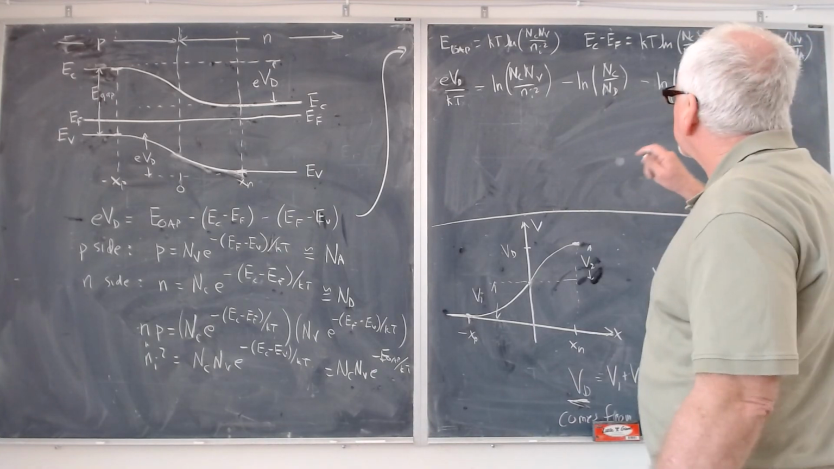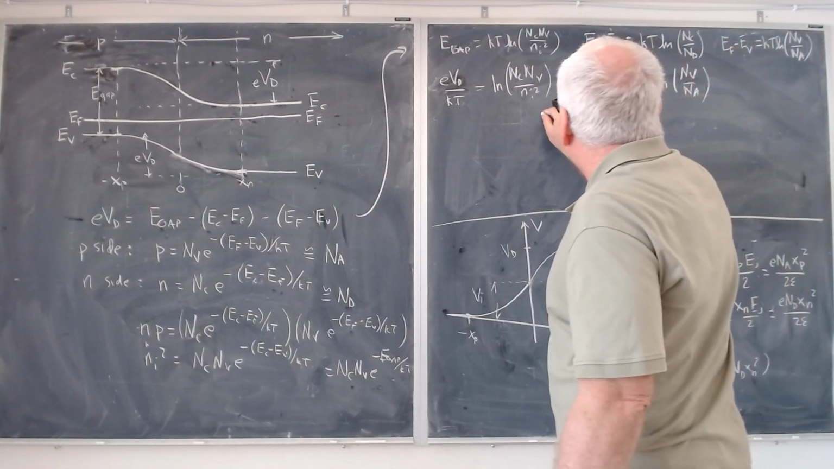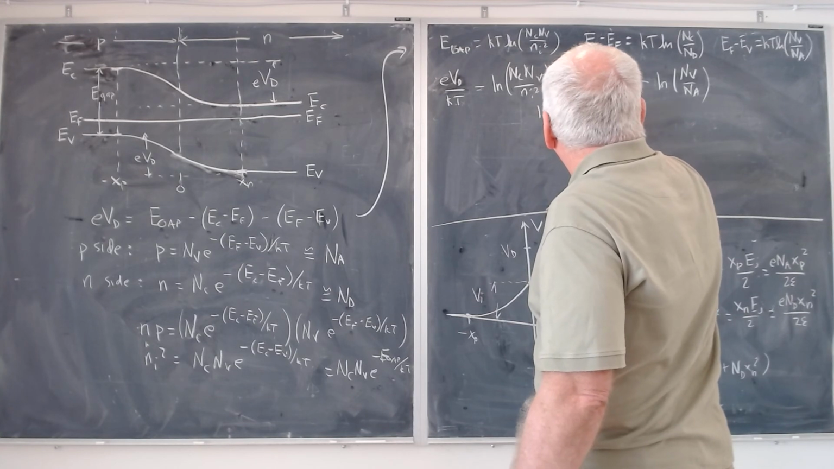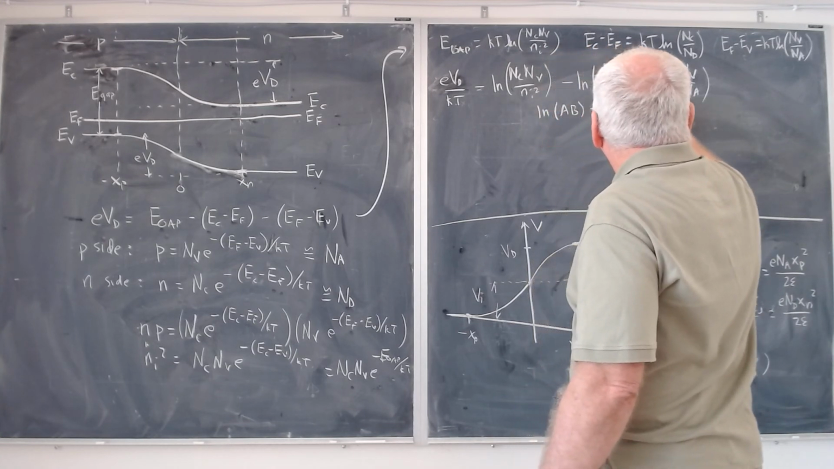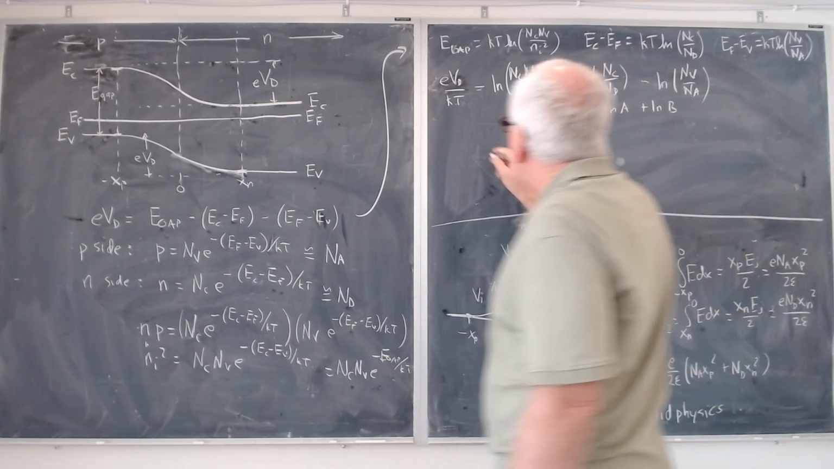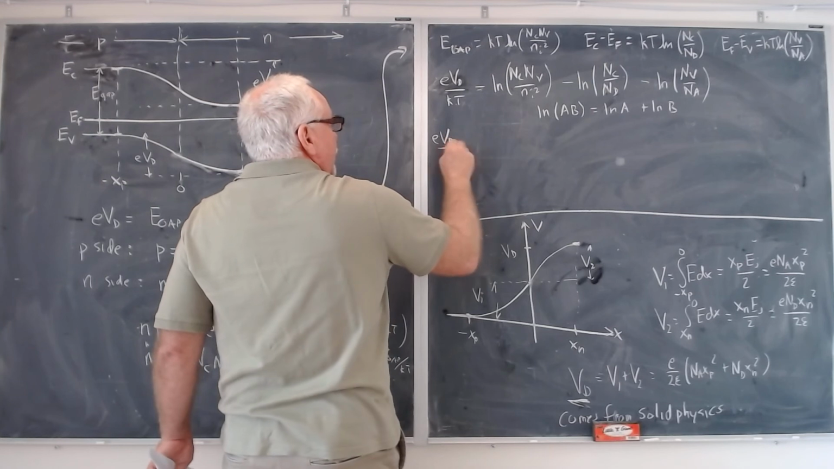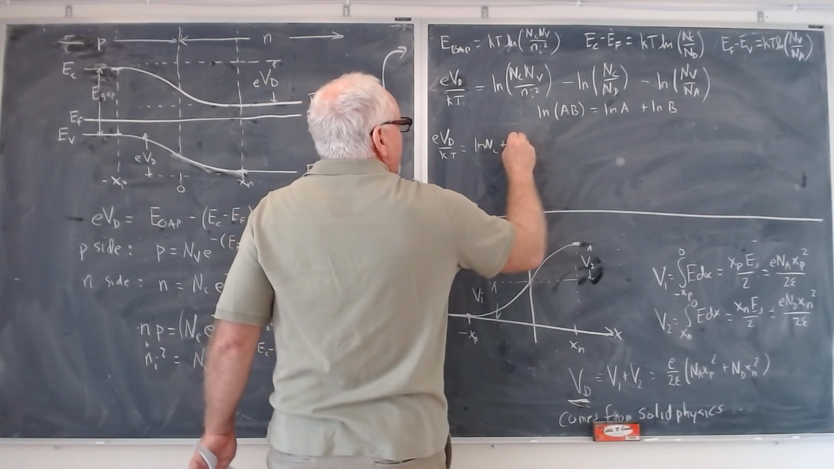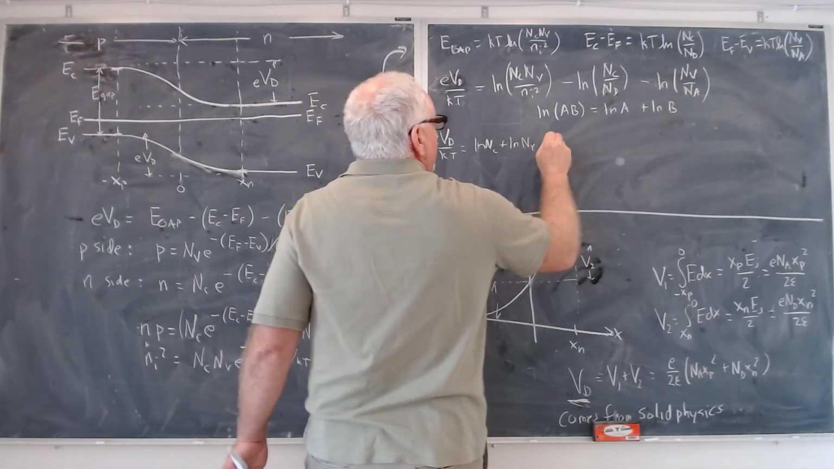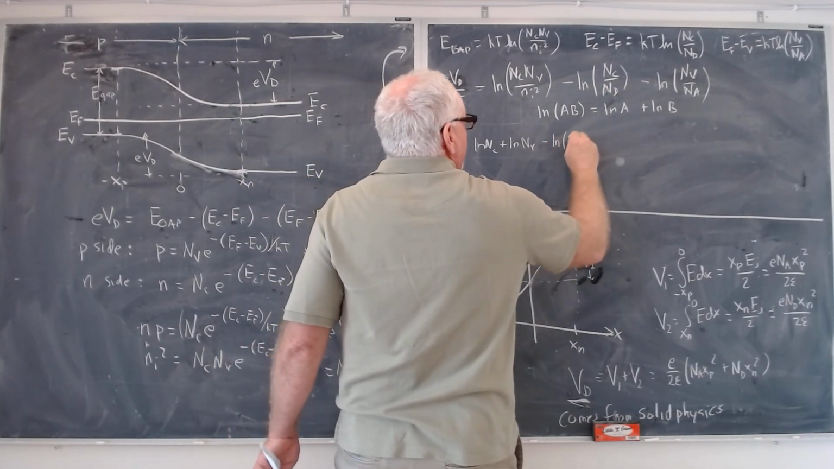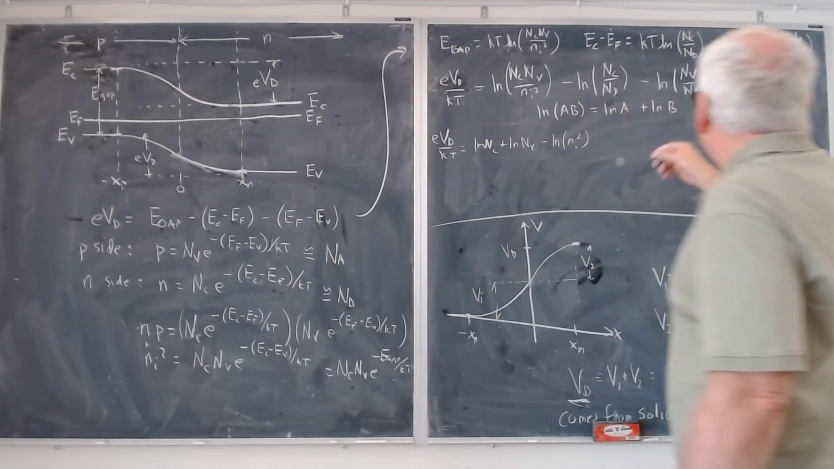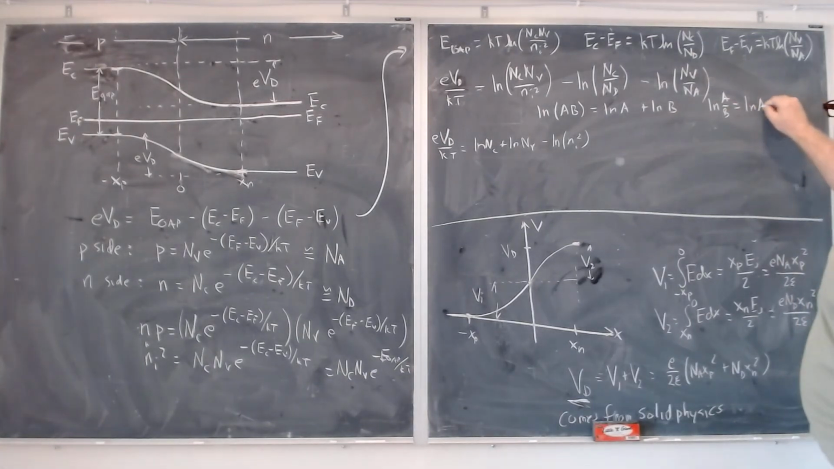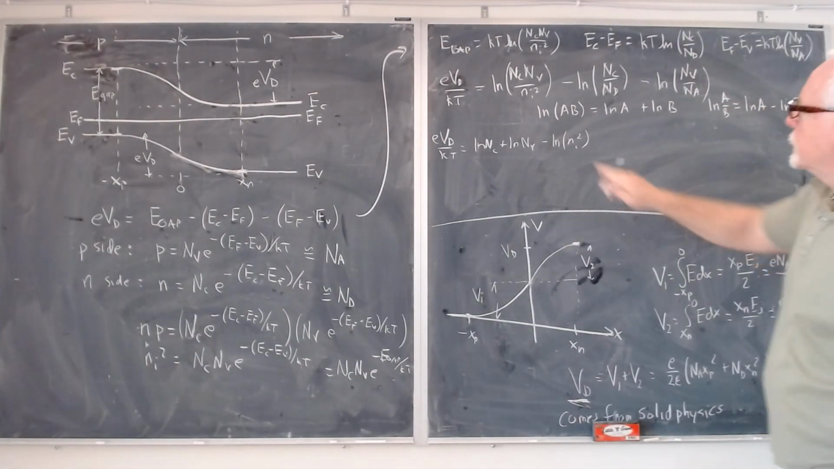Okay, let's work it. Basically you use that ln of A times B is equal to ln of A plus ln of B. We can walk through it. EVD over KT is equal to ln NC plus ln NV minus ln of Ni squared. Right, because the corollary of this is ln of A over B is ln A minus ln B. Okay, so that's that one.